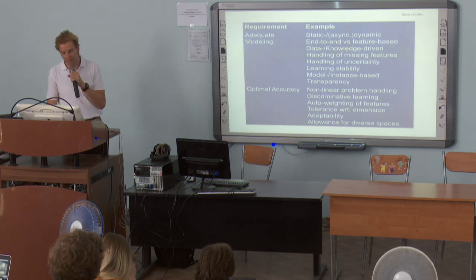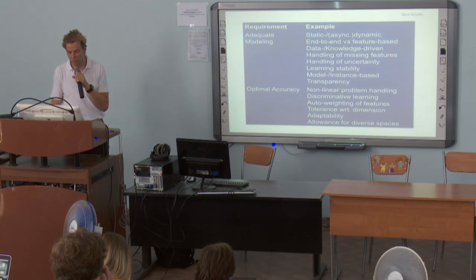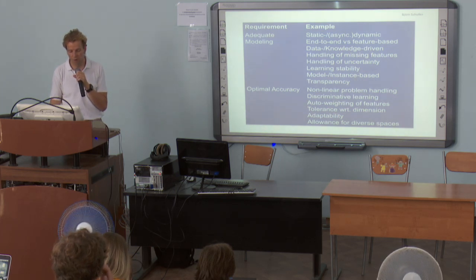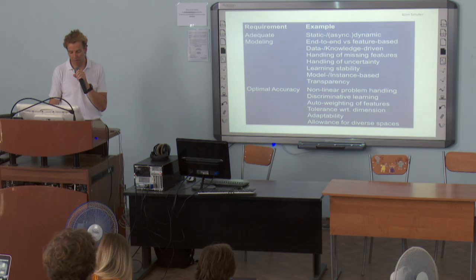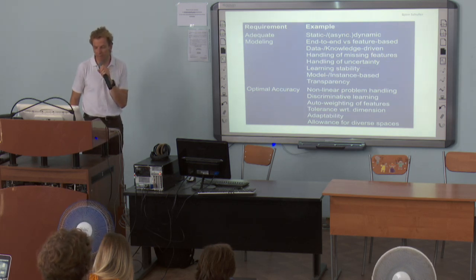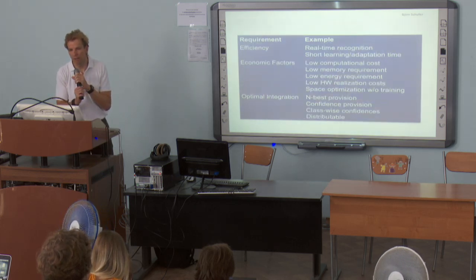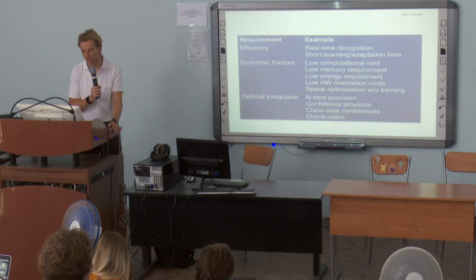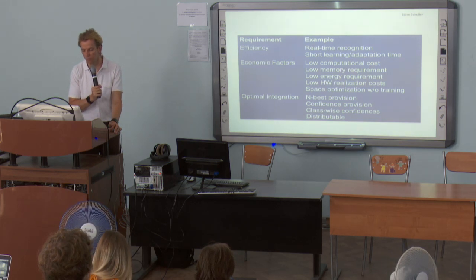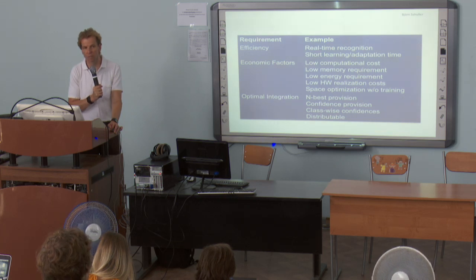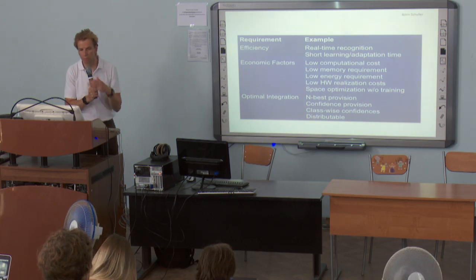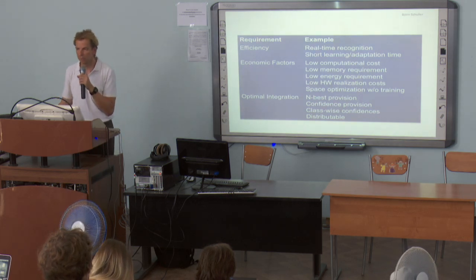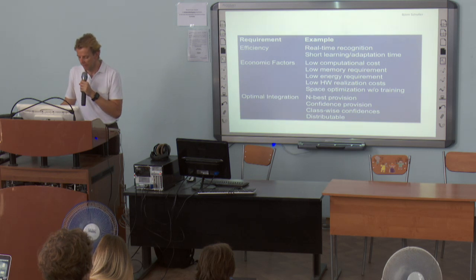Then, as said, optimal accuracy, some benefiting features that you would want to have if it should have optimal accuracy, such as being able to do nonlinear problem solving, of course, ideally discriminative learning, auto-weighting of features, tolerance even in high-dimensional feature spaces, adaptability, allowance for diverse spaces and the likes. But, of course, there are other considerations than accuracy, and those include, for example, efficiency. Can it do real-time, or is it fast? Can it adapt quickly, learn from few examples, for example, or does it need a lot of data? Further economic factors like computational cost, energy consumption, and the likes, if you want to do it on mobile devices.